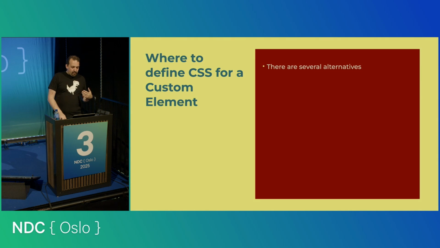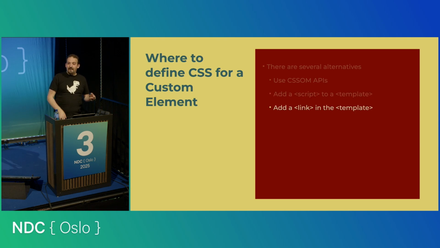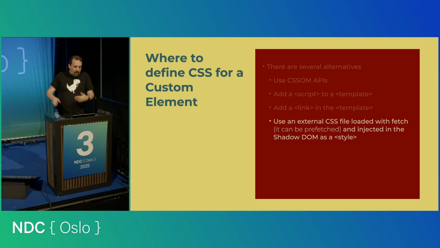What about CSS? Well, several alternatives. You can use CSS APIs. I'm not sure if you have seen that. It's not my recommendation. It looks weird. But you can create CSS from JavaScript. Or you can add a style tag to a template, and when that template is being cloned and injected, it will create the style or the link, so it will download the CSS file for that particular component. Or you can use fetch, download the CSS, and then inject that CSS in your component.